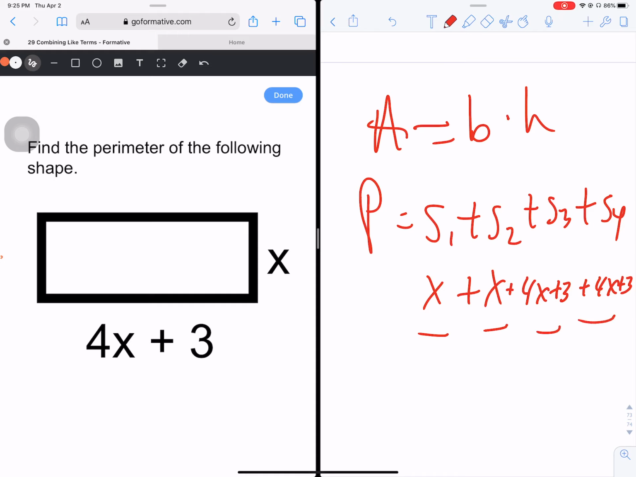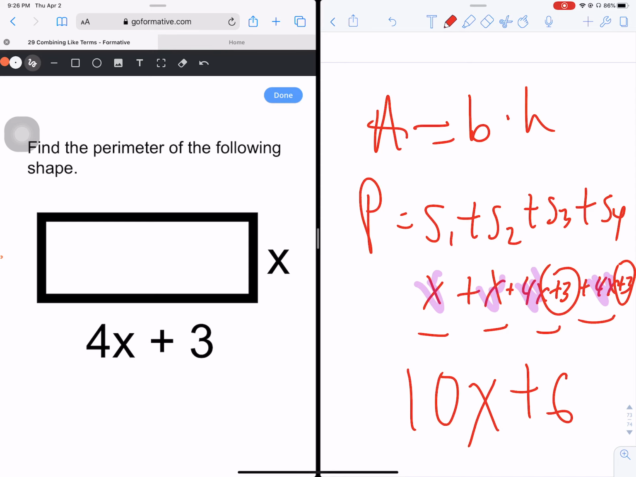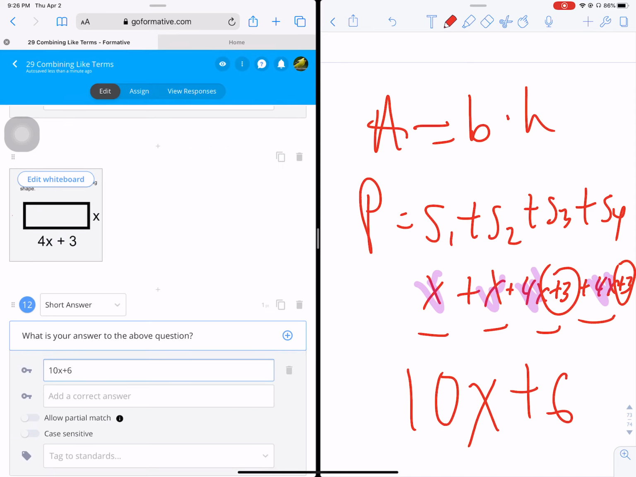But how many x's do you have total? That's the question. 1, 2, 3, 4, 5, 6, 7, 8, 9, 10. You have 10 x's total. And then look at your numbers. 3 and 3 make what? 6. So that's why the perimeter is going to say 10x plus 6, because you're just adding up those sides. That's how you do a problem like that.